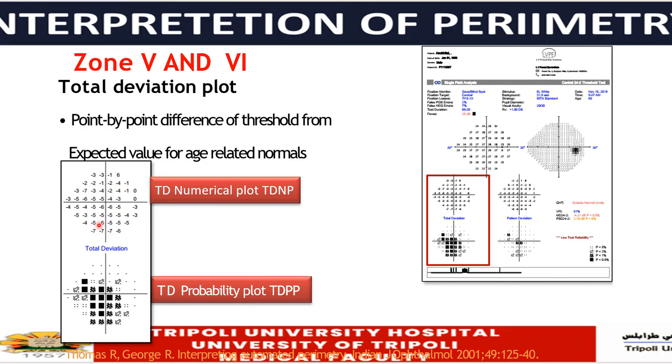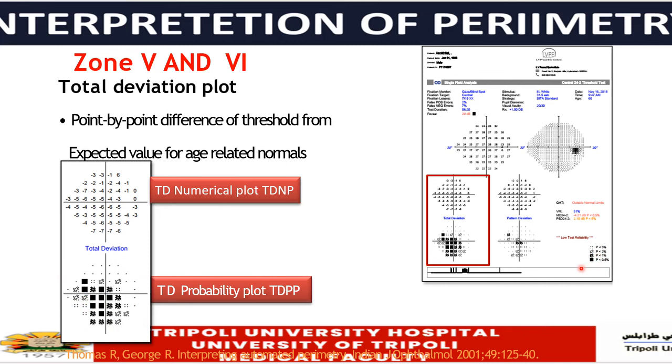Now, after applying a statistical test to identify whether this deviation is statistically significant or not, this gives you the total deviation probability plot. So this is the total deviation numerical plot, and this is the total deviation probability plot. And the black dots and the gray spots, which you can see at the end here, show you the degree of significance, less than 1% or less than 5% and so on.